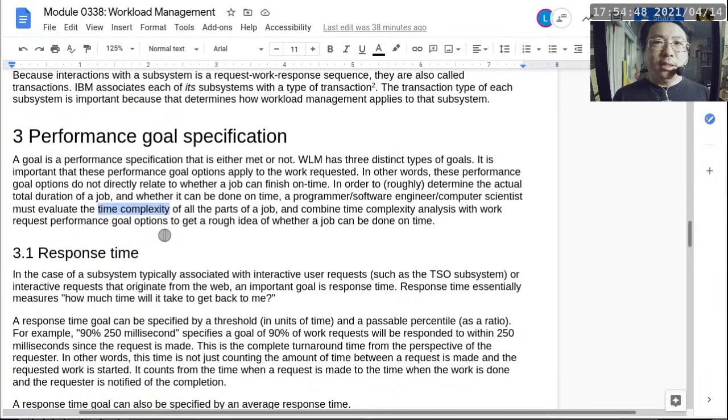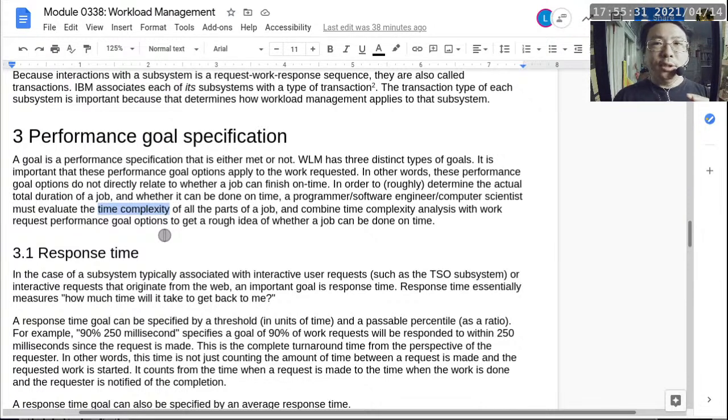So time complexity is basically looking at the trend of how much time it takes for an algorithm to finish in relation to the size of the problem. There are certain types of algorithms where the amount of time it takes is the square of the size of the problem. So if you double the size of the problem, it will take 4x the amount of time to finish the job. If you triple the size of the problem, it will take 9 times the amount of time. Those are not very nice algorithms because it is what we call superlinear.